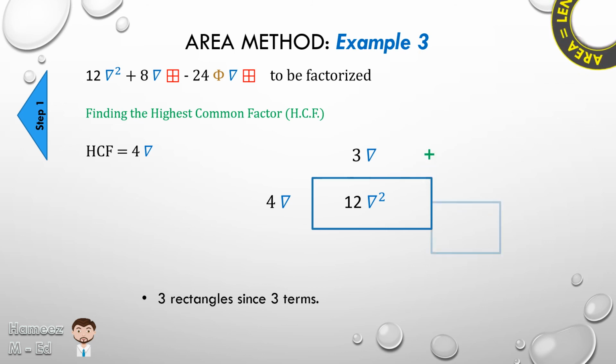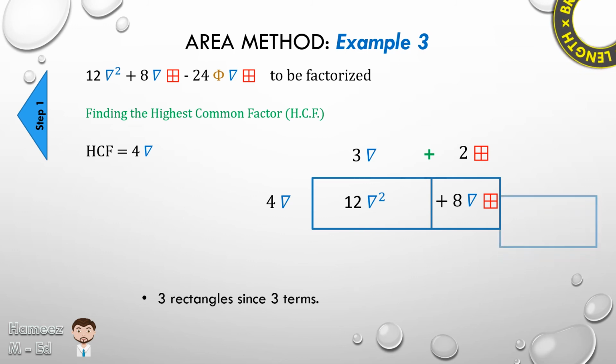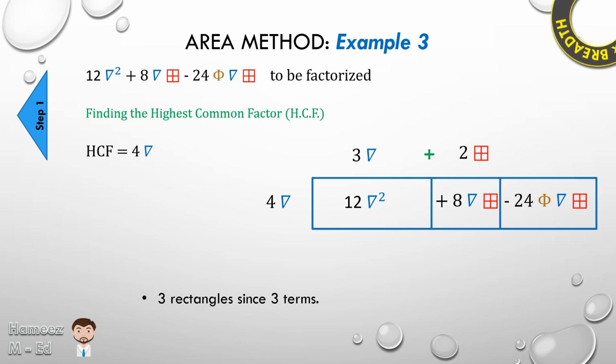Similarly, for the second rectangle, the area is 8 triangle window, and one of its sides is 4 triangle. Thus, the other side is plus 2 window. And for the third rectangle, since we have 3 terms, the area is minus 24 circle triangle window, and one of its sides is 4 triangle. Thus, the other side is minus 6 circle window. So, we have factorized the expression using the area of 3 rectangles, as there are 3 terms.